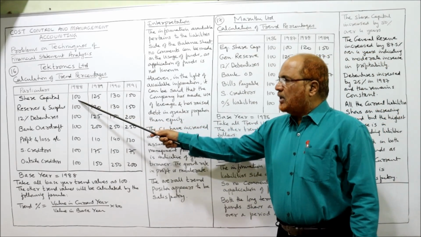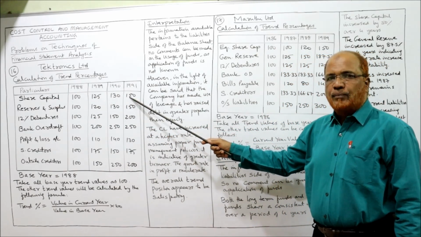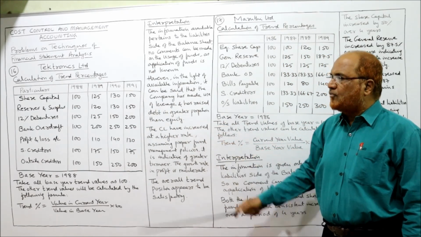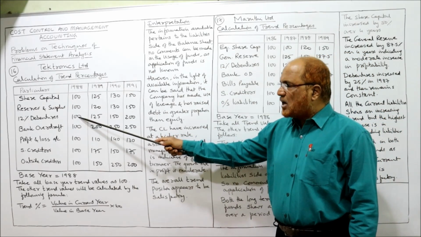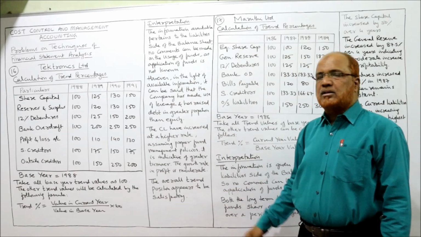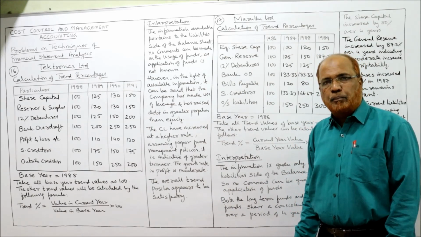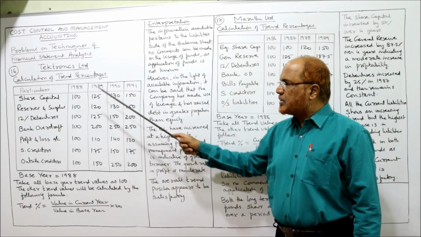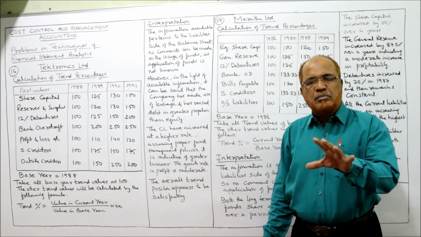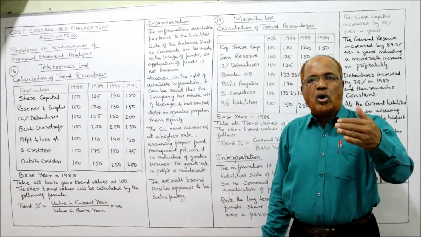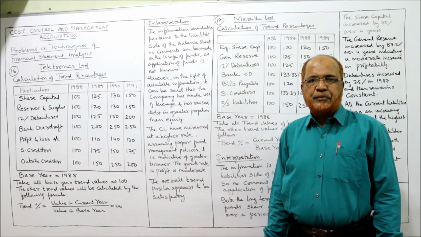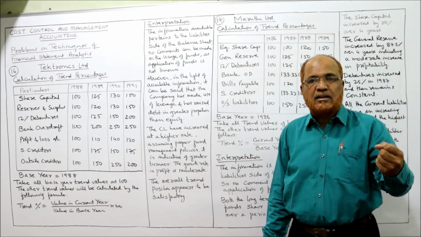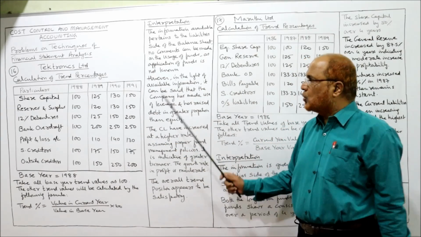You can see equity 100, 125, 130, 150. So only 50% increased, share capital increased by 50% in 4 years. Whereas debentures 100, 125, 150, 200. That means double, 100%. The debentures have increased by 100%, whereas share capital increased only by 50%. This means the company is using more debt than equity. The company has raised the funds more from debt and less from equity. That is the first conclusion.